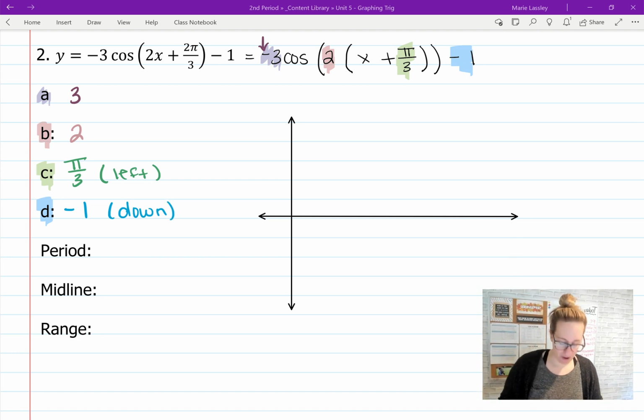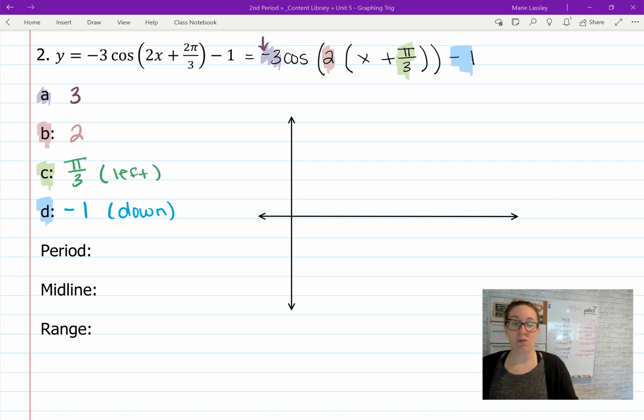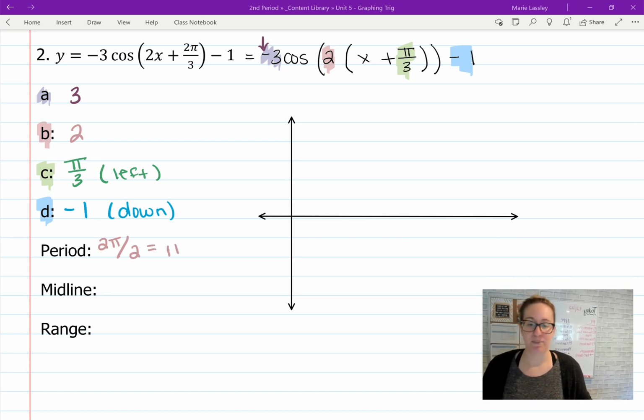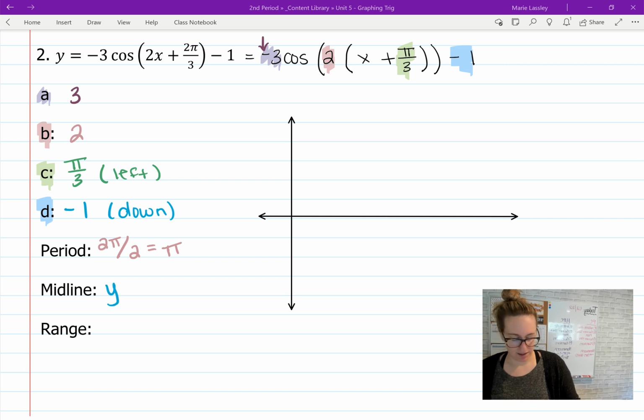It's not necessary though. Okay, so for our period, we're in radians, so we're going to do 2 pi, and we're going to divide that by the b value, which is 2. So our period is pi. All right, our midline is y equals -1.